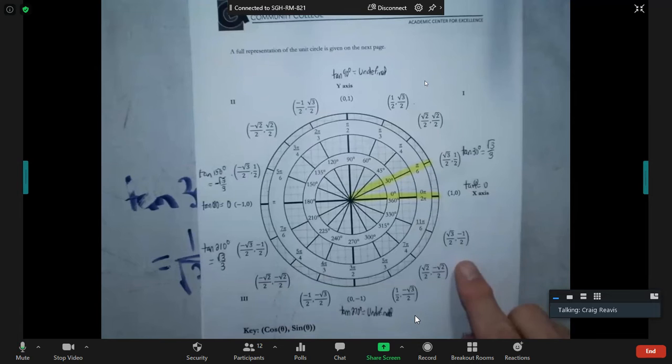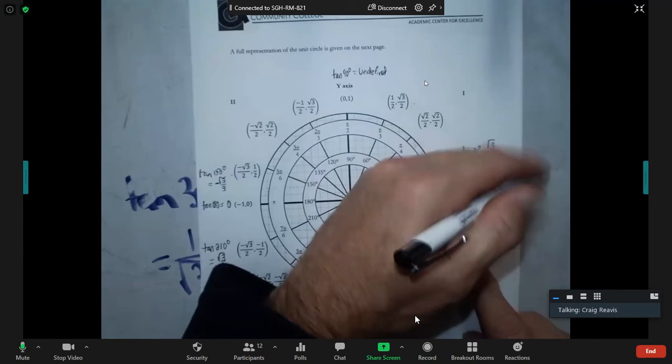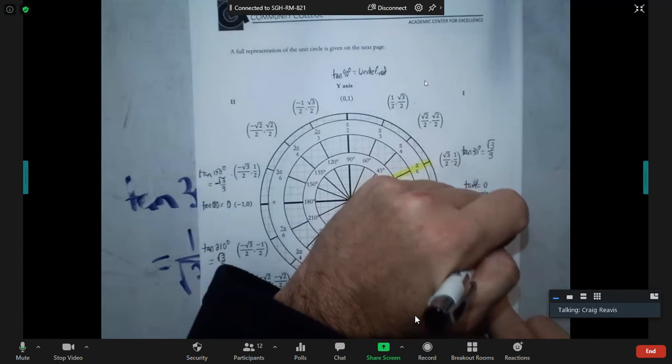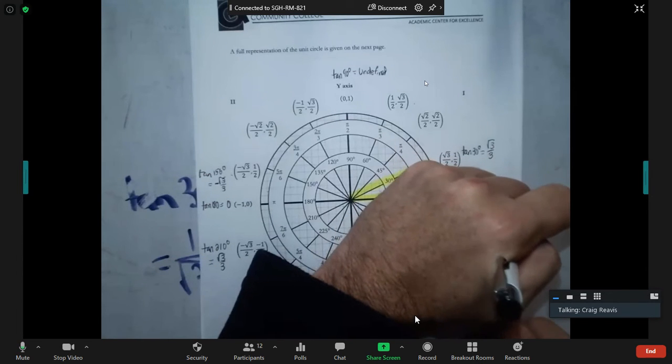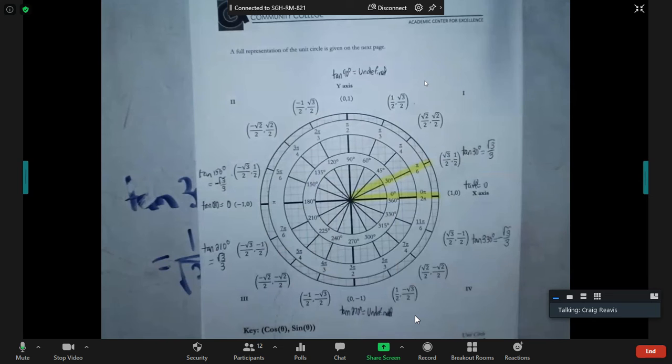Which one of those? That's going to be 330, right? So the tangent of 330 degrees is square root of 3 over 3, and we know it's negative because we got a negative over a positive. All right, so when we talk about reference angles, that's kind of what we're talking about, because these numbers, the sine, the cosine, and the tangent, these results sort of repeat themselves as you go around the dial there.